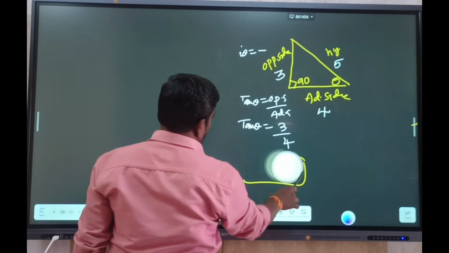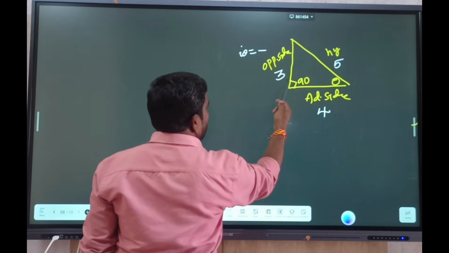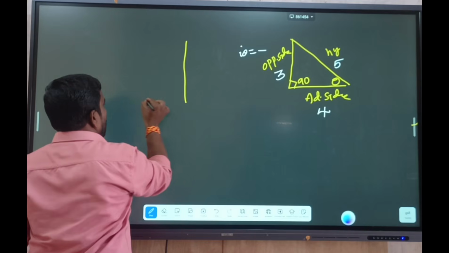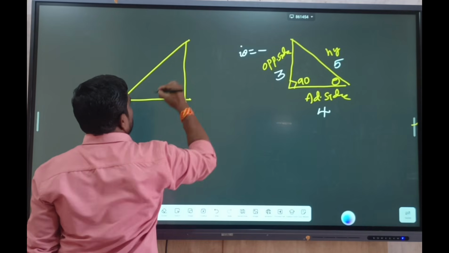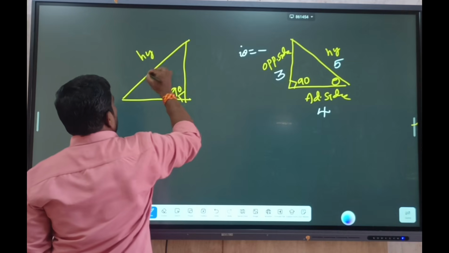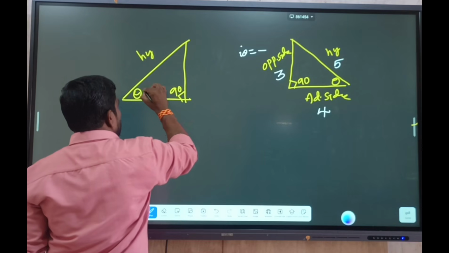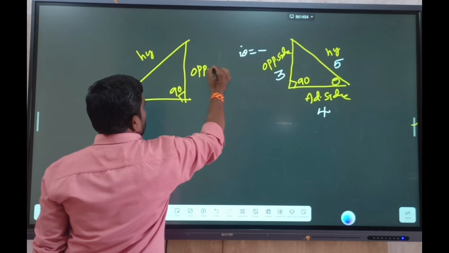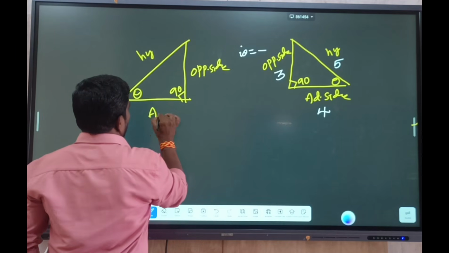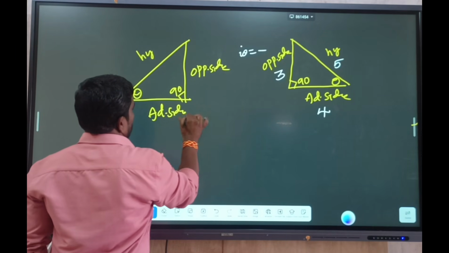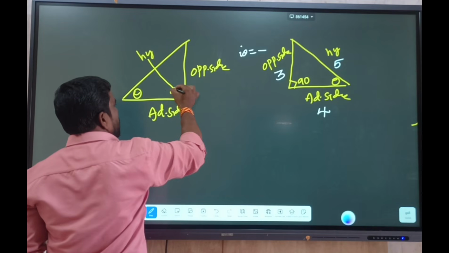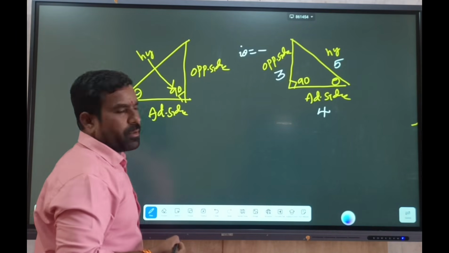Here, for some problems, we draw a right triangle. This is a right triangle, also this is a right triangle. This is 90 degrees, and exactly opposite to 90 degrees is the hypotenuse. Suppose we take theta here. Exactly opposite to theta is the opposite side. It is a very important basic concept. The remaining side is the adjacent side. Exactly opposite to 90 degrees is always the hypotenuse.